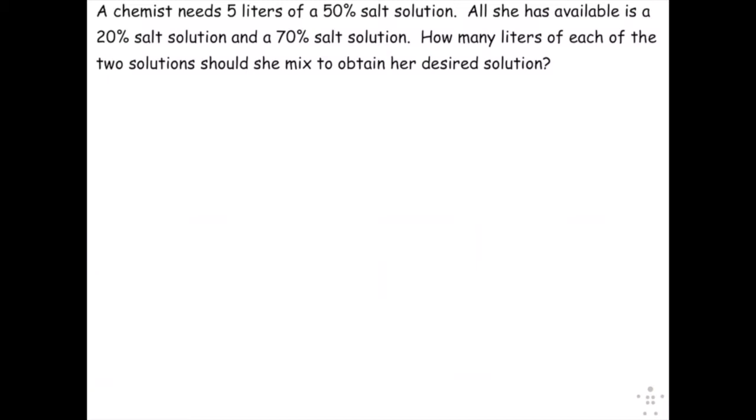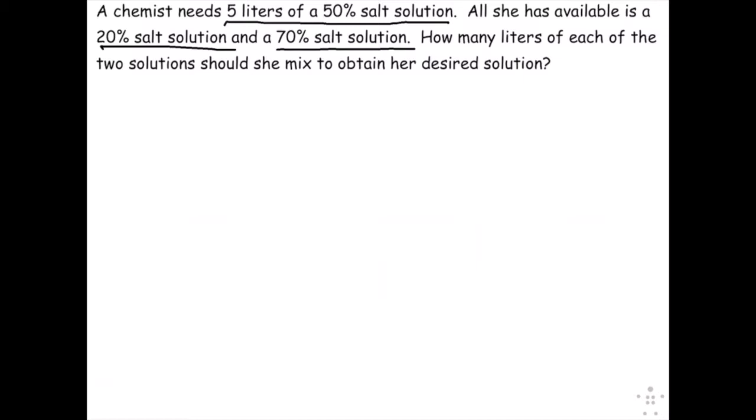Okay, let's read this question quickly. It says a chemist needs 5 liters of a 50% salt solution. So this is what we're trying to get. This is our mixture. All she has available is 20% salt solution and 70% salt solution. So they're the two things we're going to add, right?